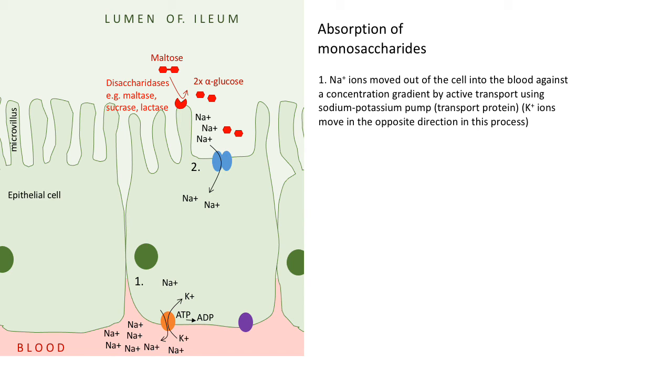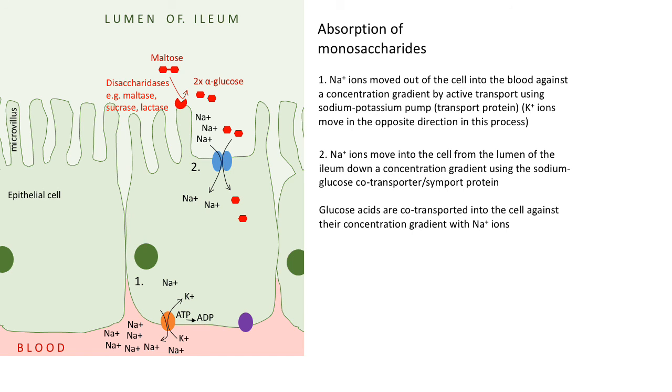Sodium ions diffuse down their concentration gradient, and glucose moves against its concentration gradient. It's moving from a higher concentration in the lumen of the ileum to a lower concentration in the cytoplasm, and it does this by hitching a ride on that cotransporter. So it moves in with sodium ions against its concentration gradient. The description of that is here.